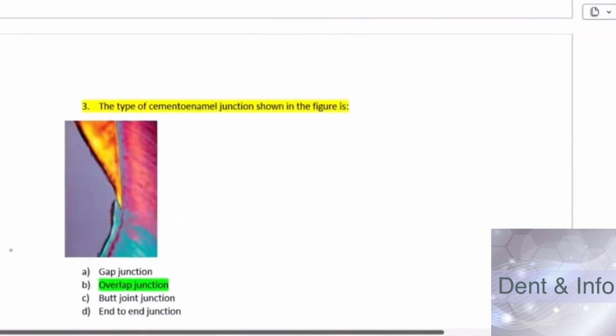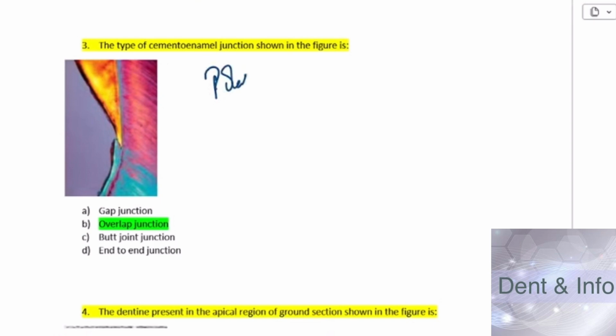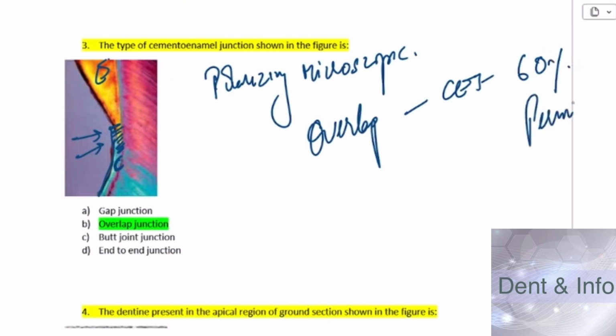Next is the type of cemento enamel junction shown in the figure. Now here, this is basically a picture taken from Ten Cate's, a polarizing microscopic image. When you see different shades, this is not any stain. Under the polarizing microscope, this is how enamel looks, and this is how cementum looks. Here we are seeing cementum covering the cervical third. This part is overlapped by cementum. So this is the overlap type of CEJ that is seen in 60% of permanent teeth.